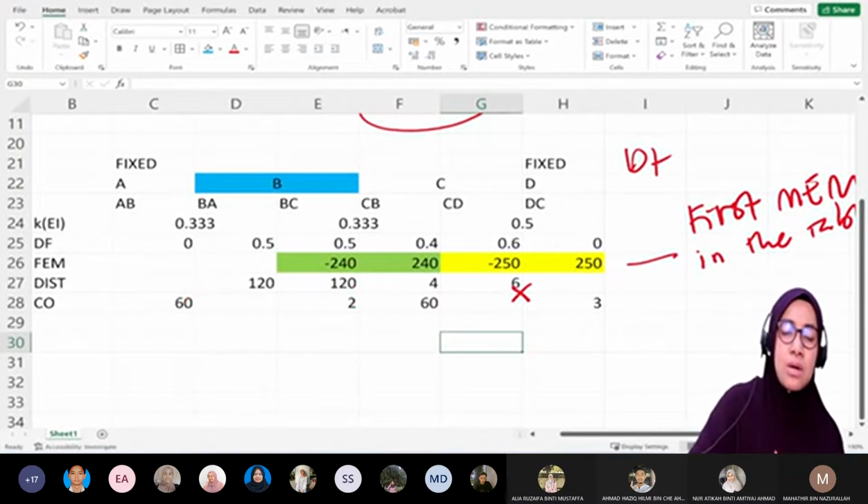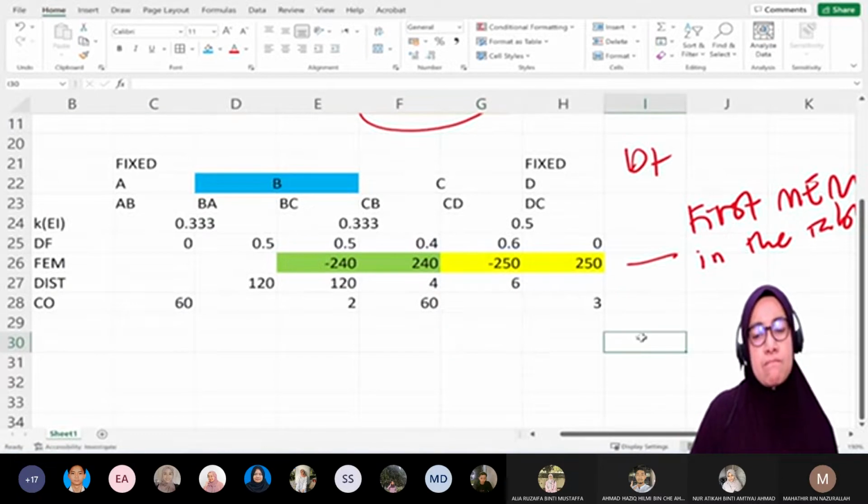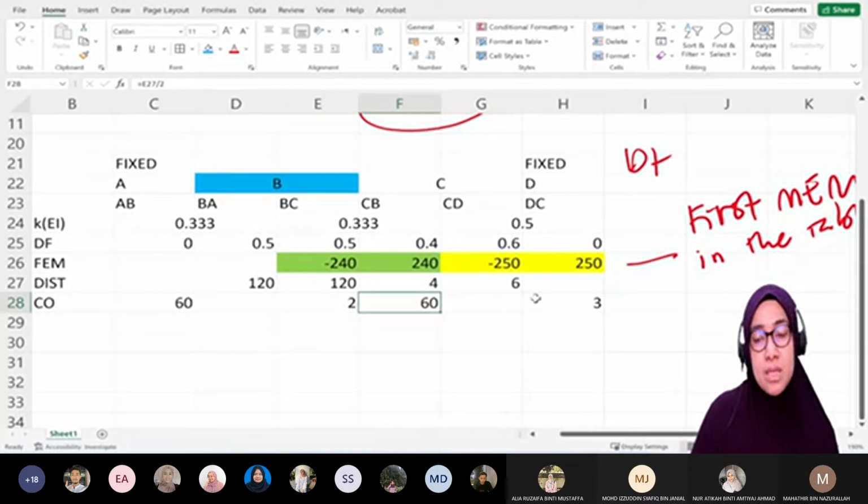Okay, ada soalan tak? These two process. Distribution carry over. Do you have question? Question, madam. Do you have any question? Okay, is it okay?